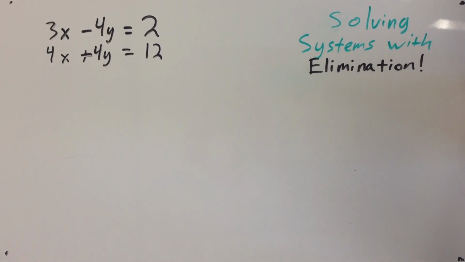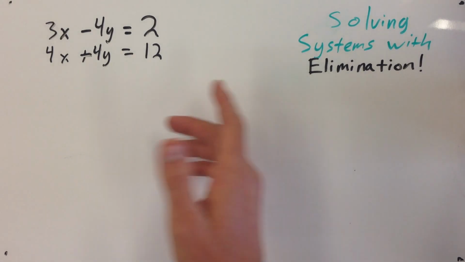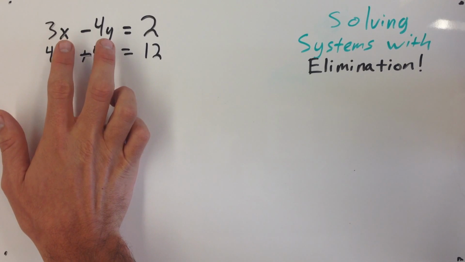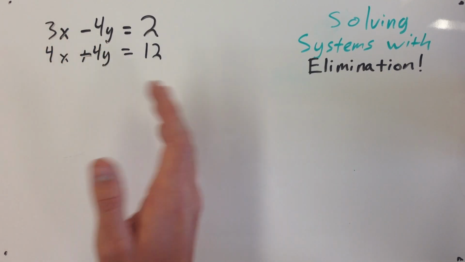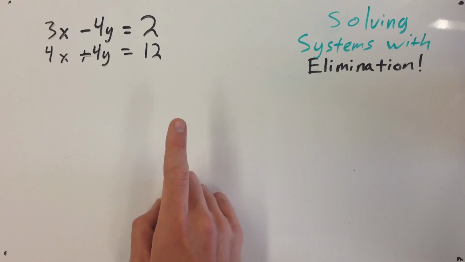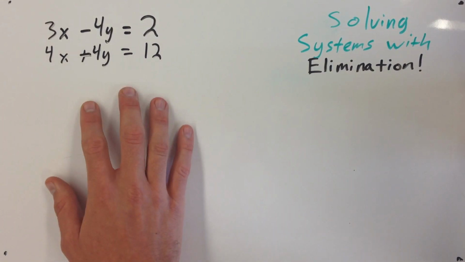So in this example, we're trying to solve this system with elimination. In a system of equations, we have two equations here, and you notice they each have two variables. So our answer here, we're going to have to figure out what x equals and y equals. Now there's only one set of x and y in the entire world that's going to make this true.